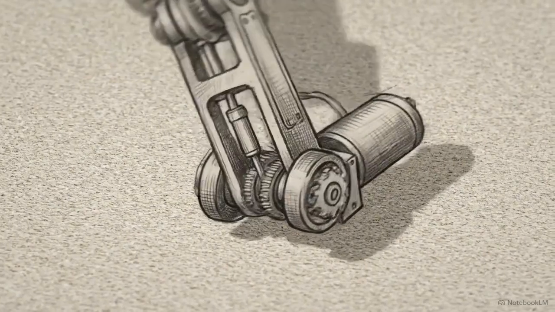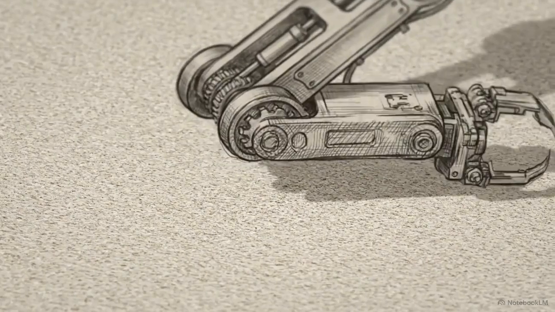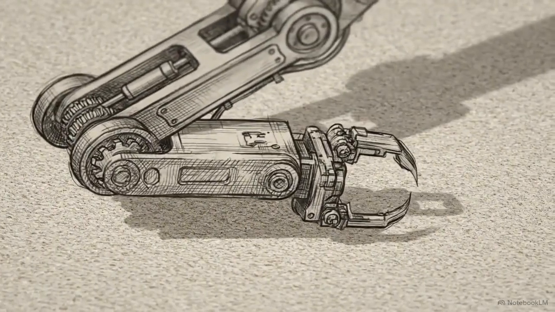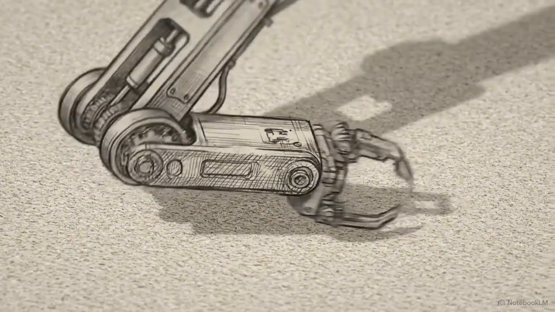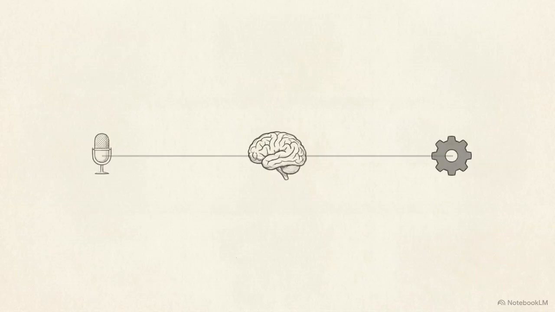You tap the microphone on your phone and speak a plain English command. Point the servo to 180 degrees. A second later, the hardware moves. That direct translation is the core of the Neuralink app. The software interprets your intent and calls the necessary hardware functions automatically.